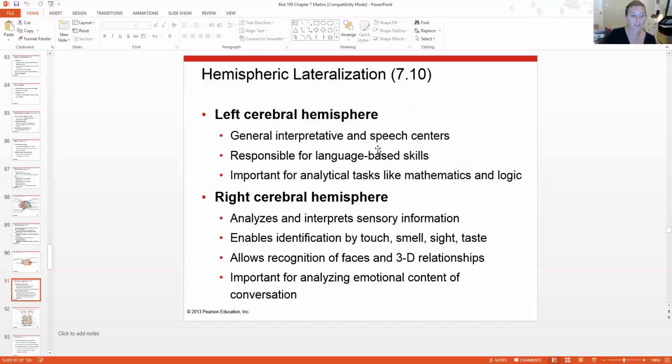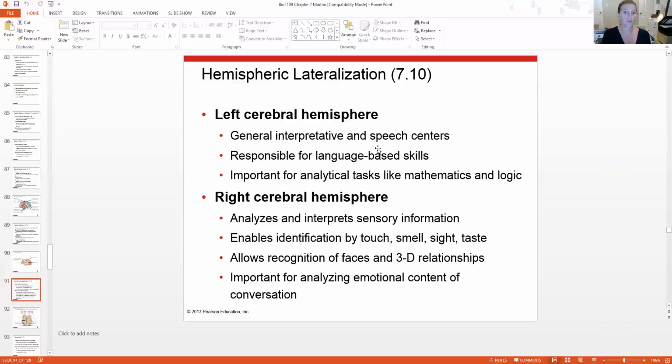Let's talk about lateralization. What lateralization means is basically the small differences between the right and left sides of the brain. So the left cerebral hemisphere is interpretive and speech. This is very language-based. This is analytical, math, and logic. So again, if you're right-handed, this is your strong stuff.